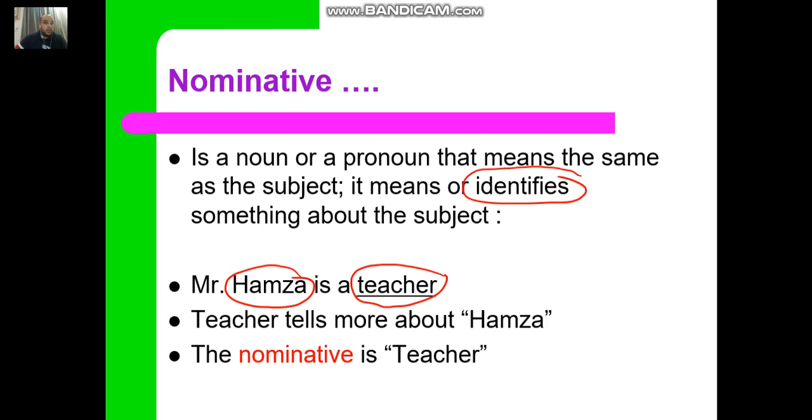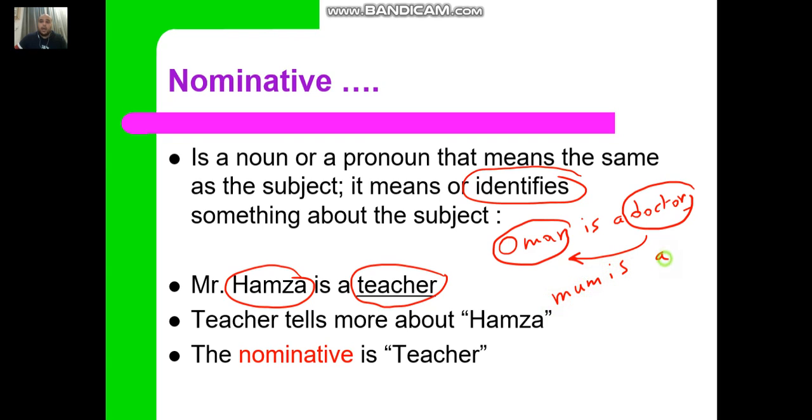For example, Omar is a doctor. What is the nominative here? Of course, the doctor. Because Omar and the doctor, it's the same. It's his profession. Teacher tells more about Hamza and doctor here tells more about Omar. The nominative is teacher and here the nominative is doctor. I'm going to give you another example. For example, Mom is a nurse. Nurse here is a nominative because it's identifying my mom. Let's carry on.